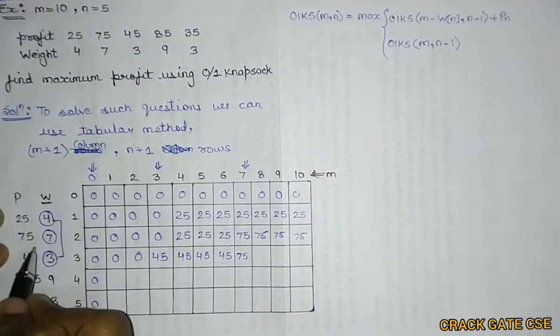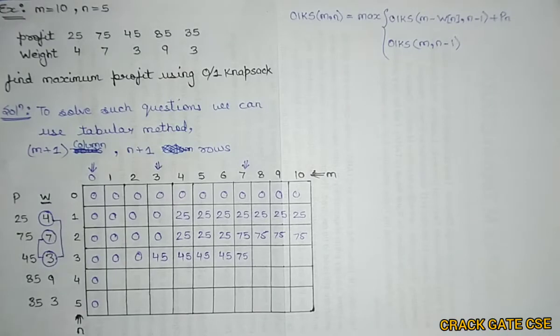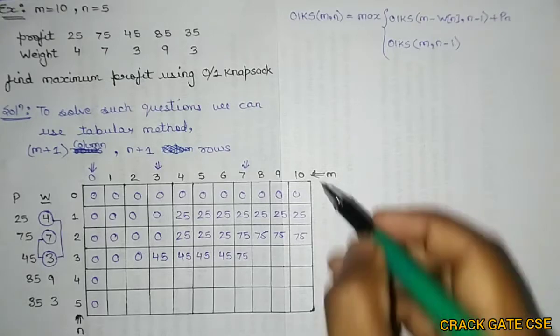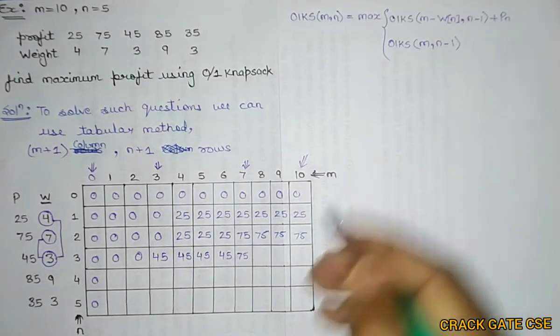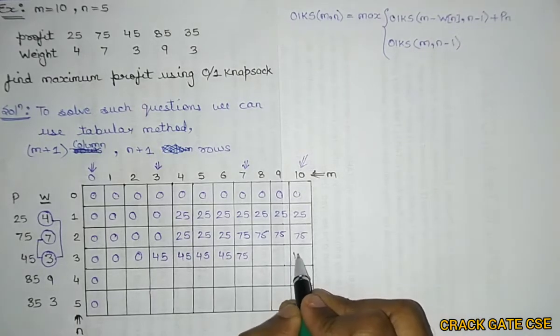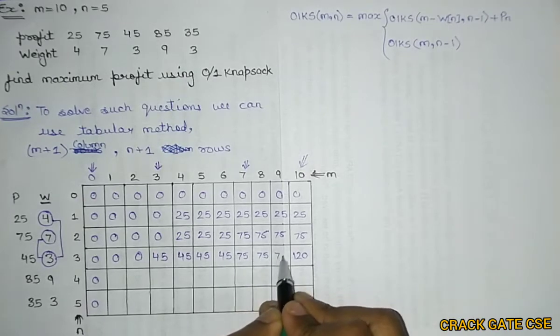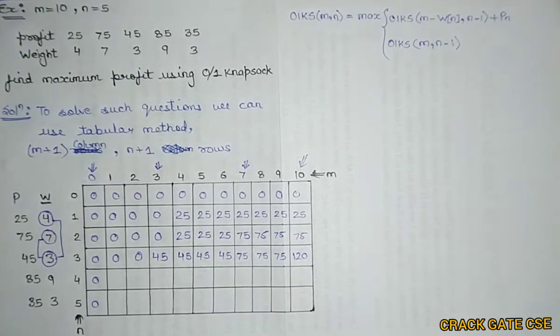Now one more thing, I can take these two objects together. That means 7 and 3. And if I take 7 and 3 together, the capacity has to be 10. So yes, I have the bag capacity as 10. That means it is allowed to take these two values together. So 75 plus 45, it will be 120. So 120 will be the profit, and these values can be updated by comparing the left and top values, right?